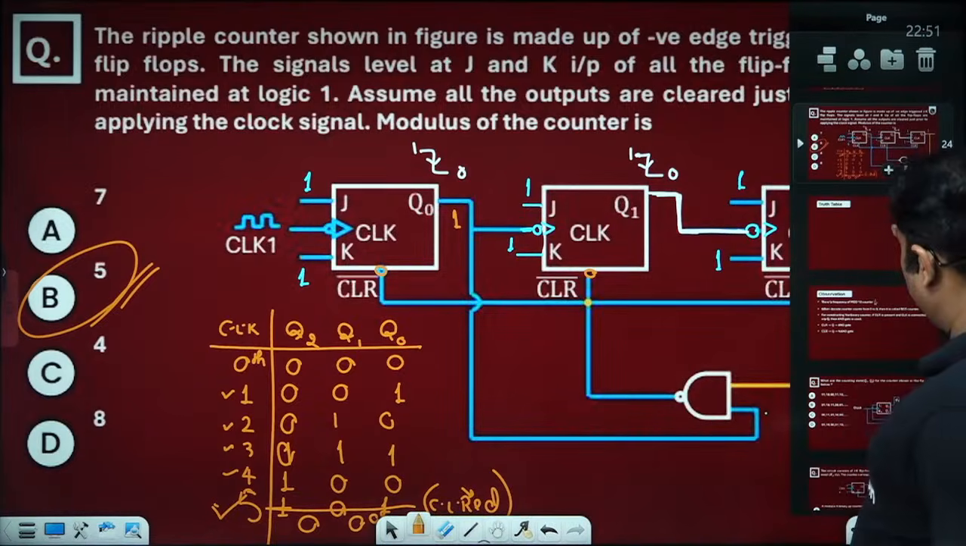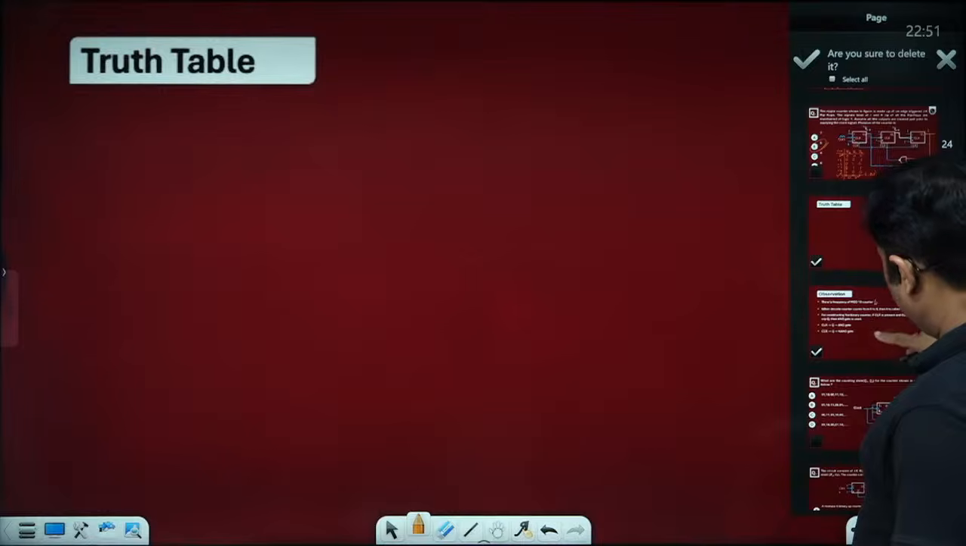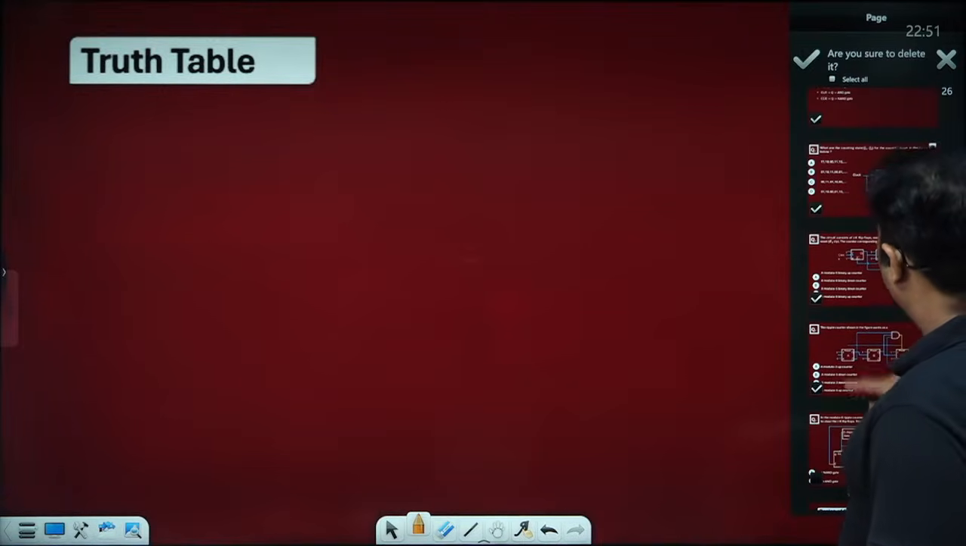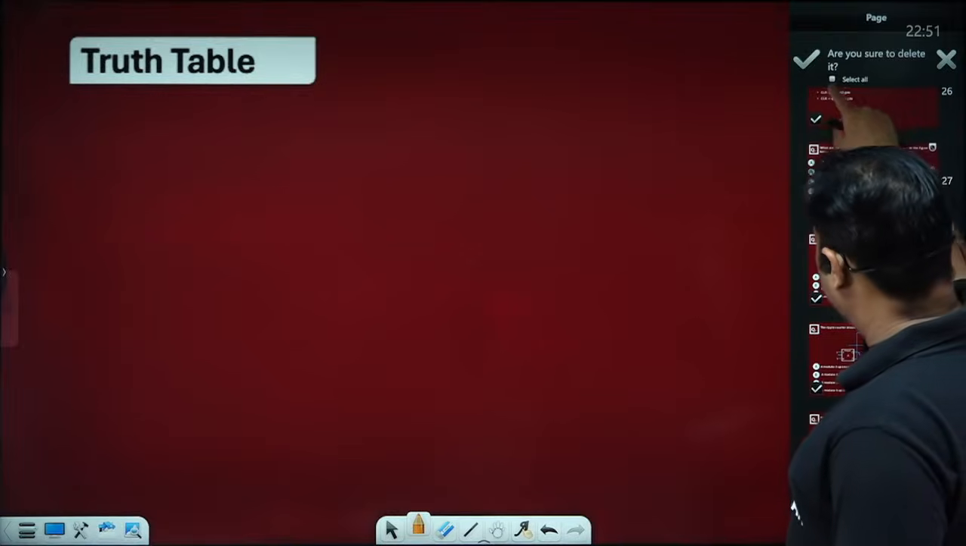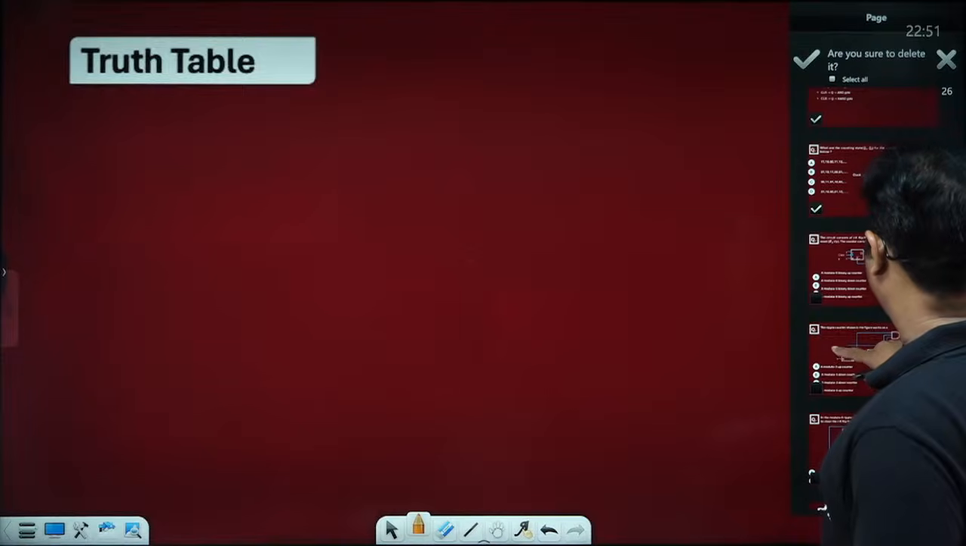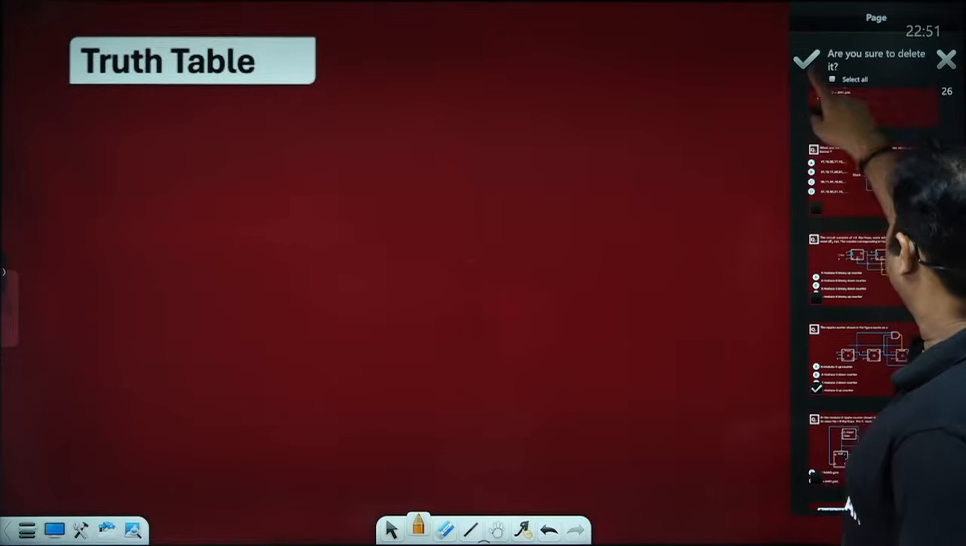Generally, we avoid using a non-binary ripple counter. Generally, we avoid the use of asynchronous ripple counters. Is it okay? Yes, sir.